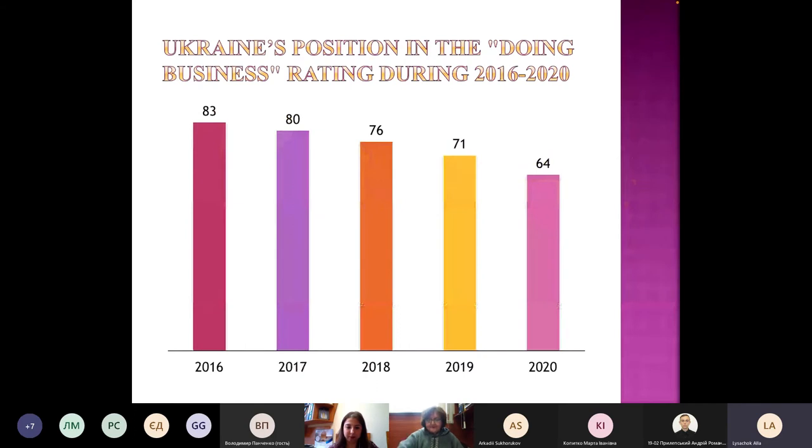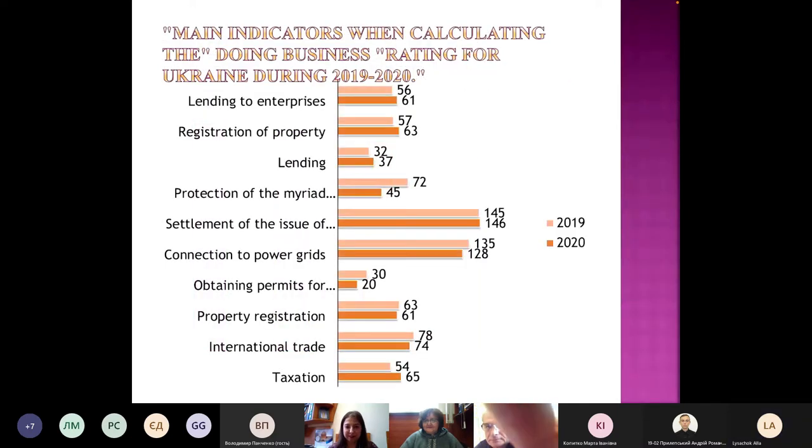Considering Ukraine's position in the Doing Business rating during 2016-2020, we see that Ukraine demonstrates positive dynamics in the key indicators. In 2020, Ukraine took 64th place, 19 points better than in 2016. With an overall rating increase of 7 positions, Ukraine demonstrates significant progress in 5 indicators: investor protection, obtaining building permits, connection to power grids, trading across borders, and property registration.